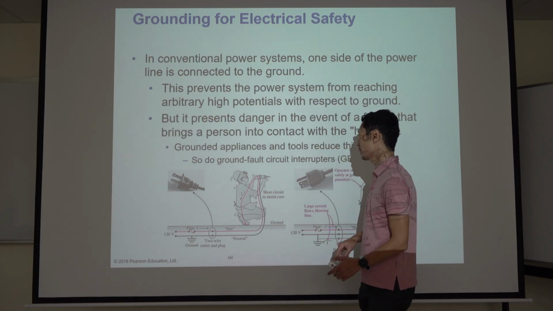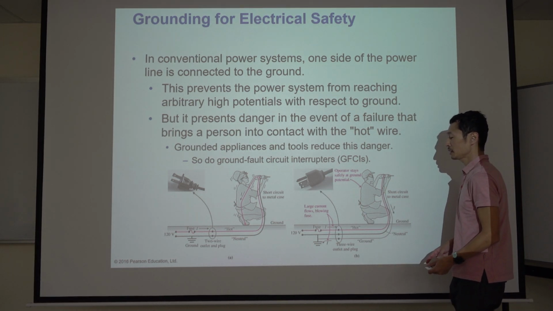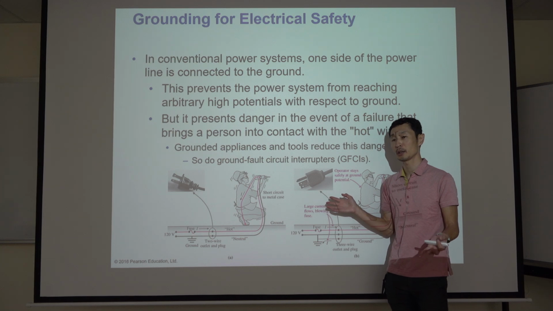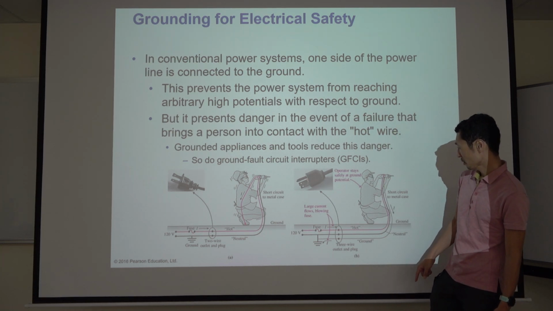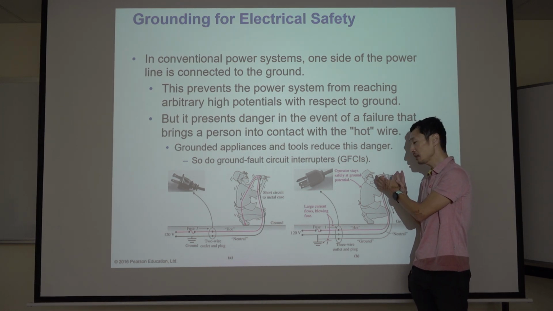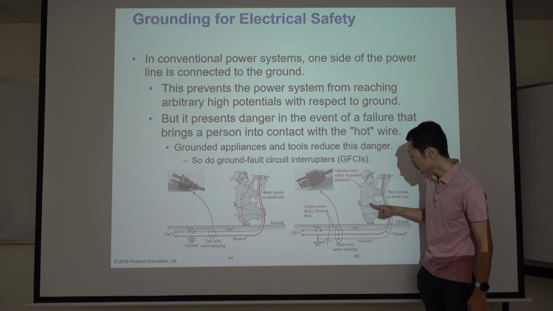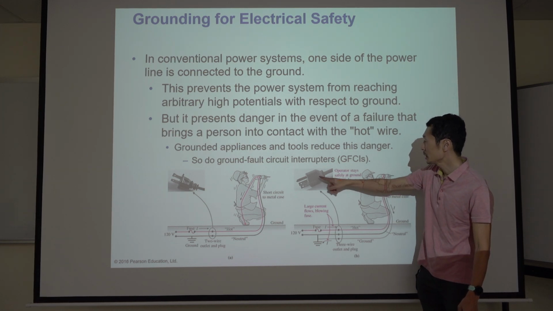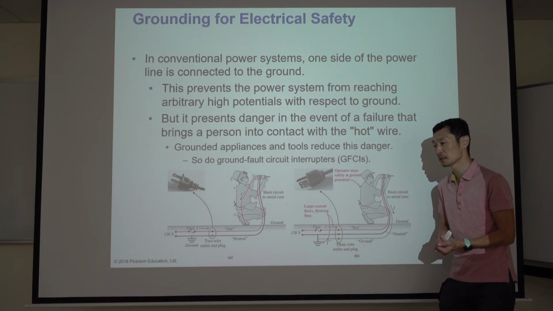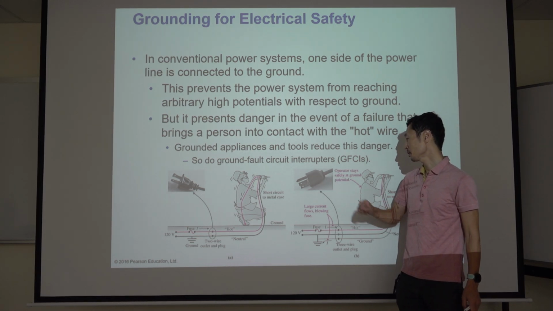But if there's a third prong, usually there's no current going through it, and it's touching the ground. So even when electricity leaks and a human touches the machine, the current doesn't go through the human body, but goes through the third prong to the ground. So the human body is protected because of this third one. So it's very important to have it.